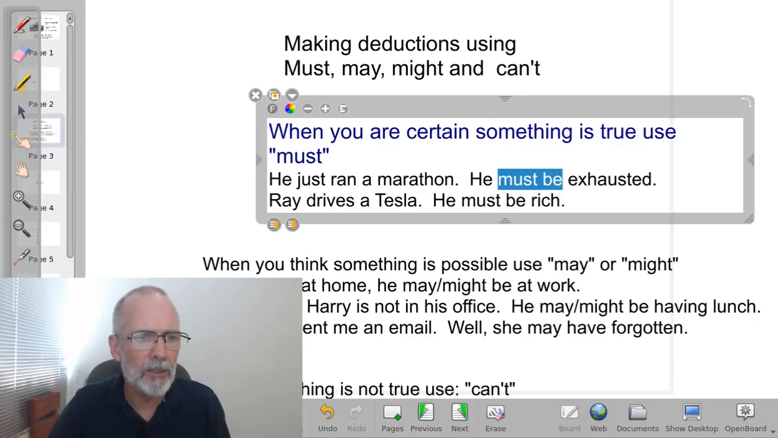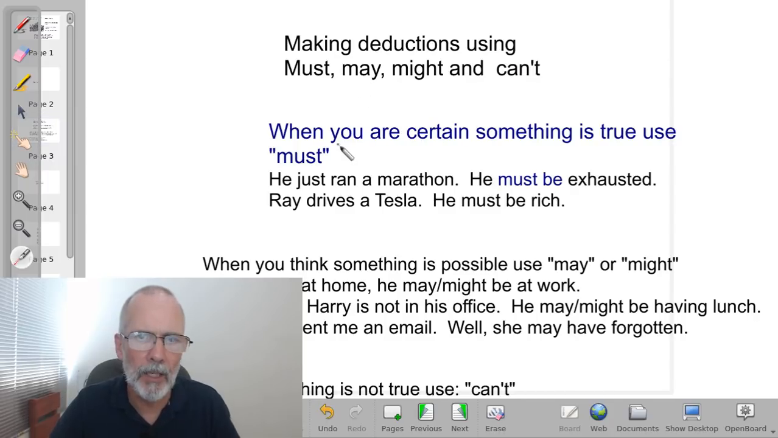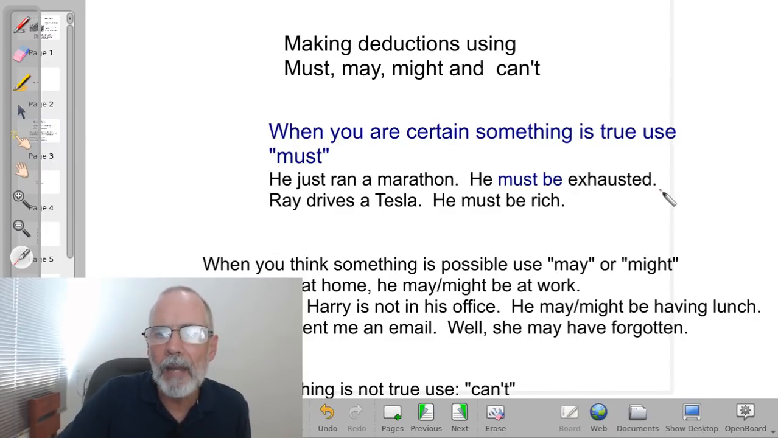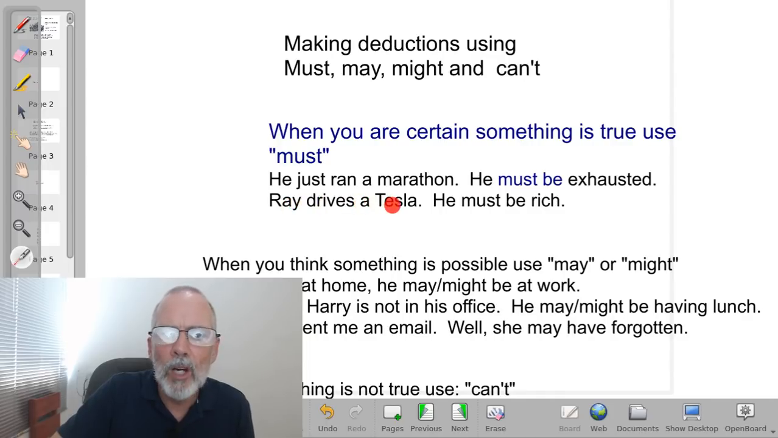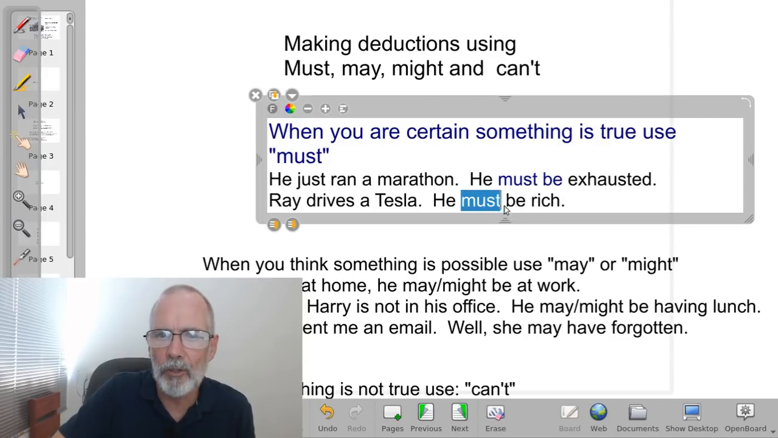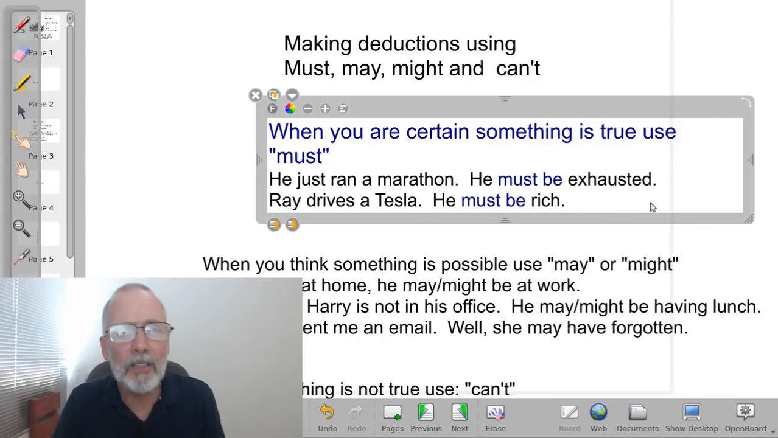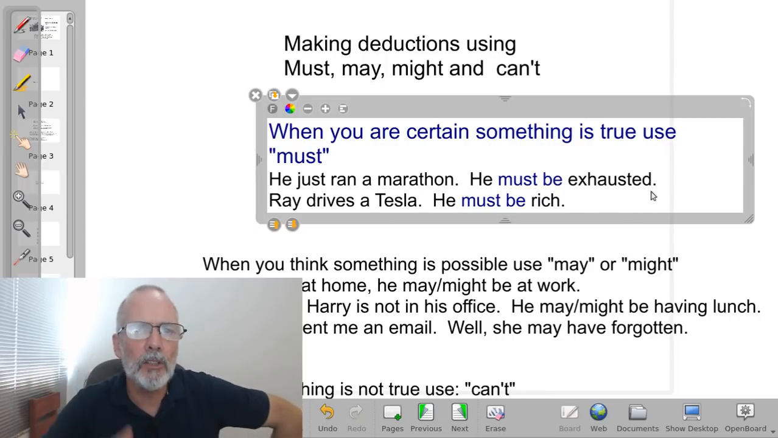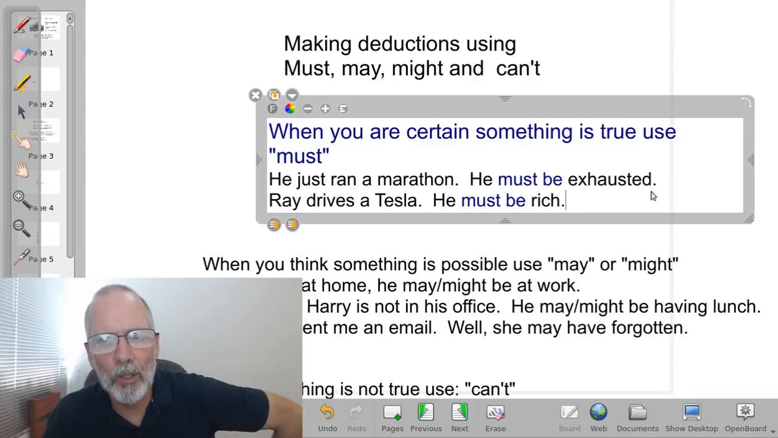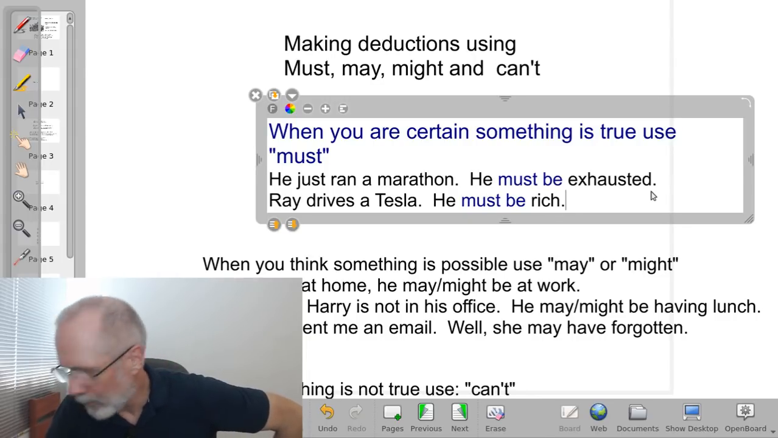The opposite of must is can't. We'll look at that in a minute. So he just ran a marathon. He must be exhausted. I don't know that he's exhausted, it is an assumption. Ray drives a Tesla. He must be rich. I don't know if Ray is rich, but I assume he's rich because the Tesla is a very expensive car. So if somebody is driving a Tesla, I can say, oh, he has a Tesla, he must be rich. I'm 99% certain that he's rich. So when you are certain that something is true, you can use must plus the base verb.